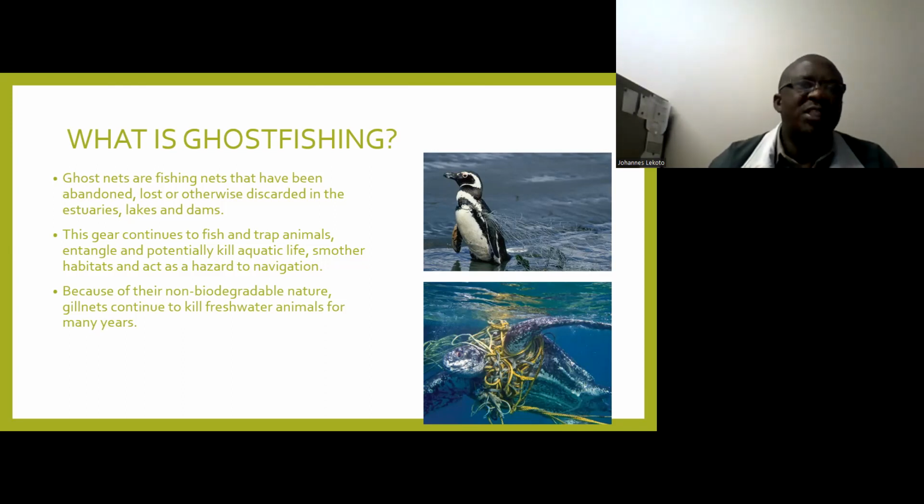So if you lose your fishing gear, your nets, it settles at the bottom of that dam, the ocean, or the estuary, and it continues to catch the animals that swim in that area. Like my picture here indicates, there's a penguin there that has been caught in a gill net that has settled at the bottom of the ocean, and the turtle as well. You can see how terrible these animals get caught, and eventually they end up dead because of gill nets.